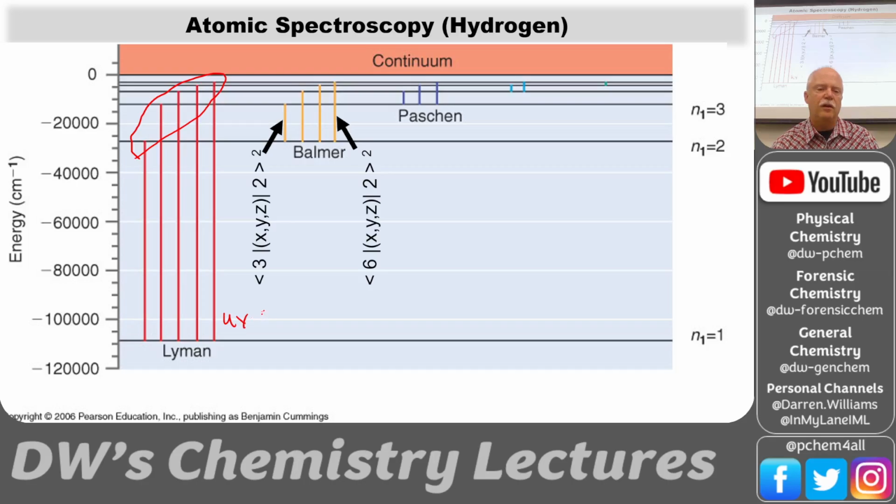Okay. And then the Balmer series, these arrows here are in the visible region. In fact, just three of them are in the visible region. And then the Paschen, you see how short those arrows are. Really not arrows, but you could draw the arrows. If it's absorption, then they're going up. If it's emission, they're going down.